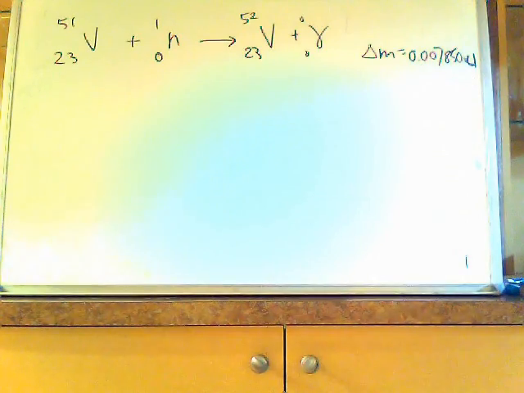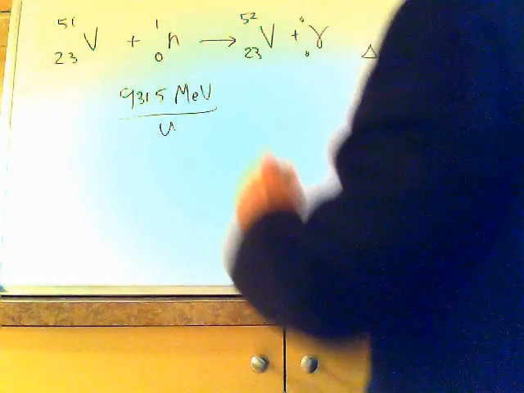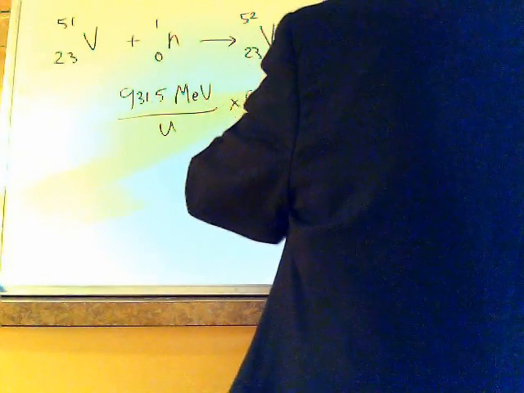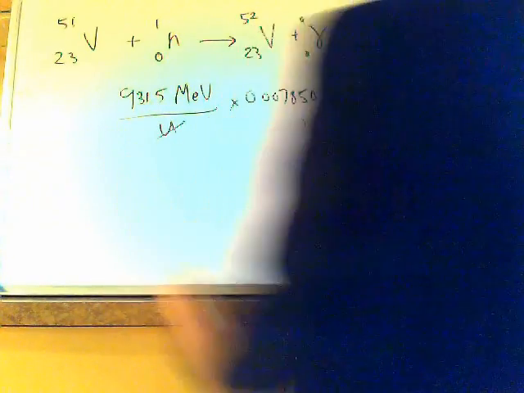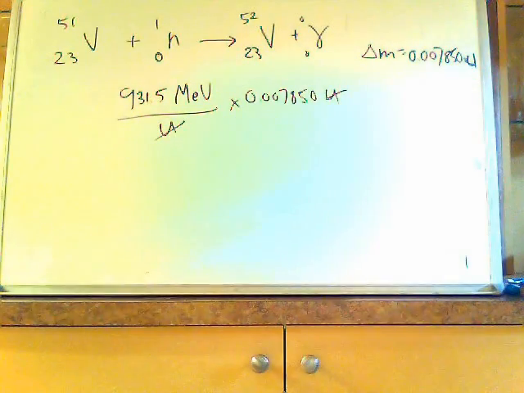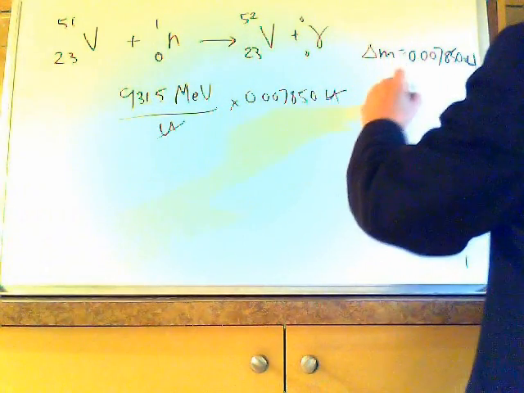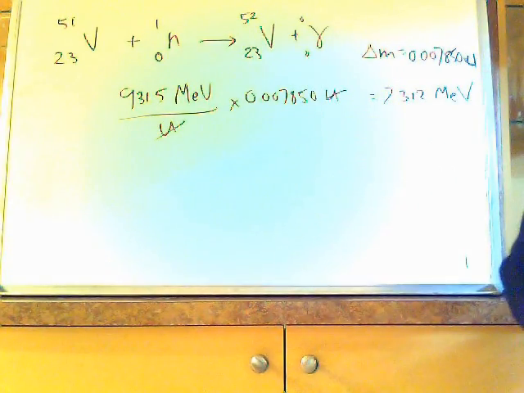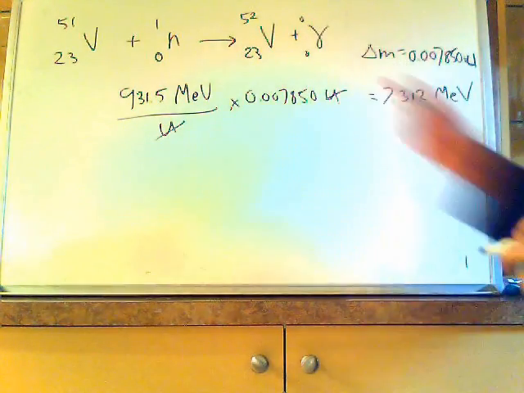Okay, we also know that there's 931.5 million electron volts per U. So if we multiply that times 0.007850 U, the mass units cancel out, and we're going to be left with an answer of 7.312 million electron volts. So this is the energy that's produced by this actual reaction.